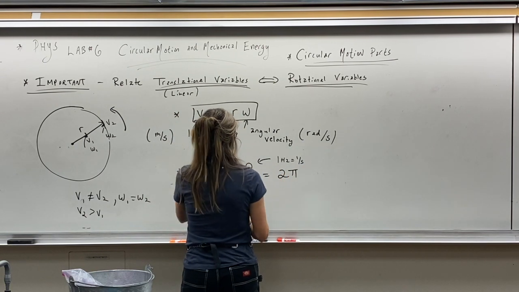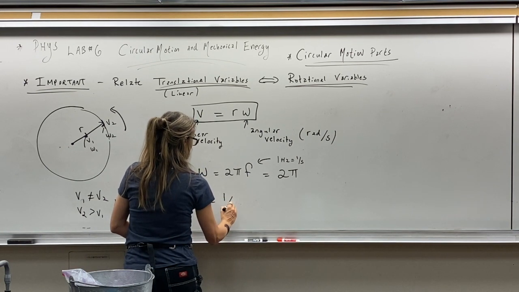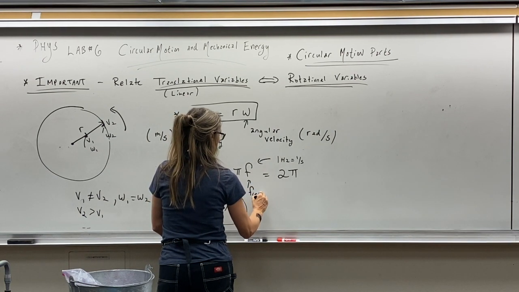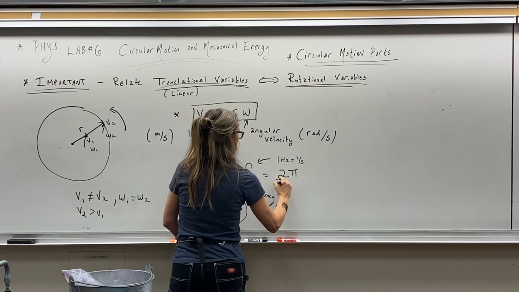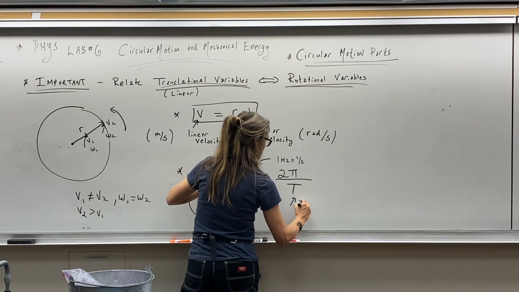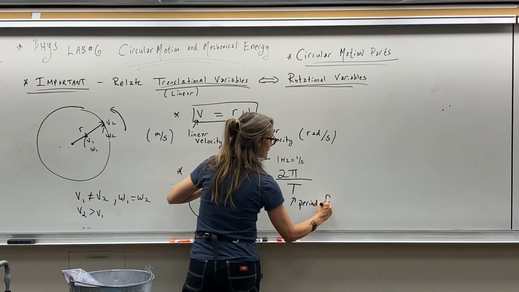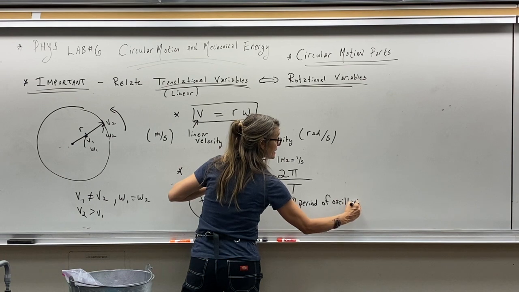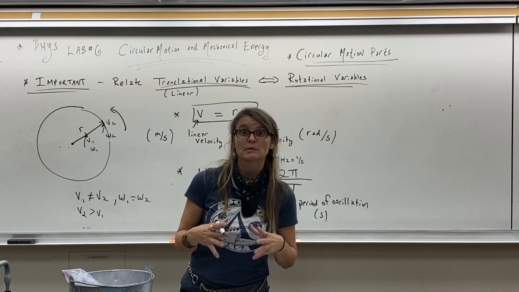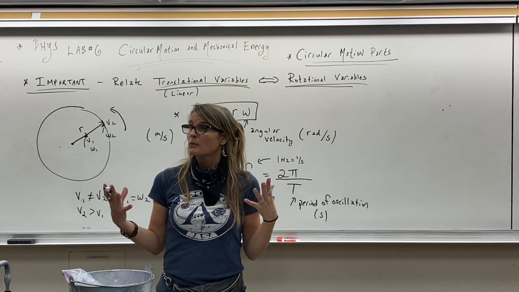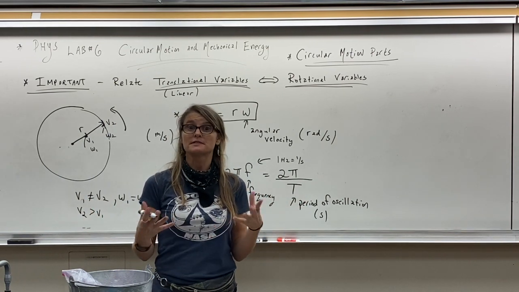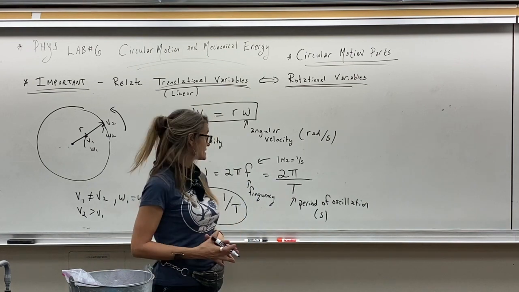And this is also equal to, since frequency and the period of oscillation are reciprocals, this is frequency. This is the same thing as 2 pi over the period of oscillation, which is how long it takes to complete a cycle. And when we're working with other units, we want to convert this to seconds. So we could talk about the period of the Earth going around the sun. That's 365.25 days, but we'd want to convert that to seconds.